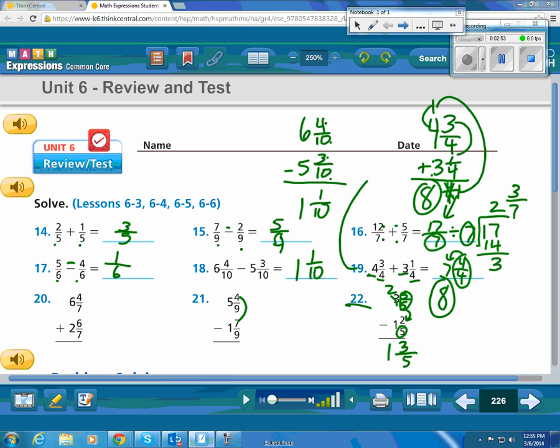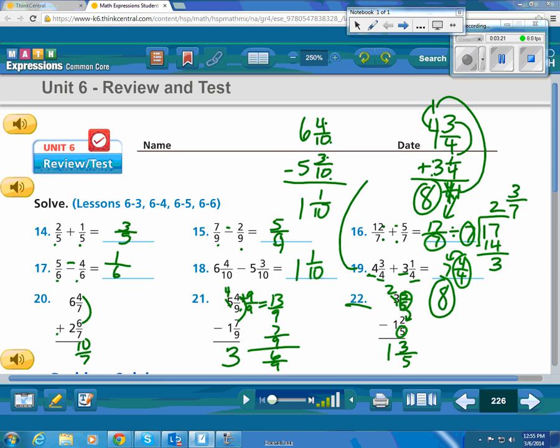Okay. All right, we're working kind of backwards across this page. I cannot take 7 away from 4. I have to borrow a whole. That becomes a 4. I need to add, looking at my denominator, 9/9. I end up with 13/9 minus 7/9, which is 6/9. 4 minus 1 is 3. 3 and 6/9.